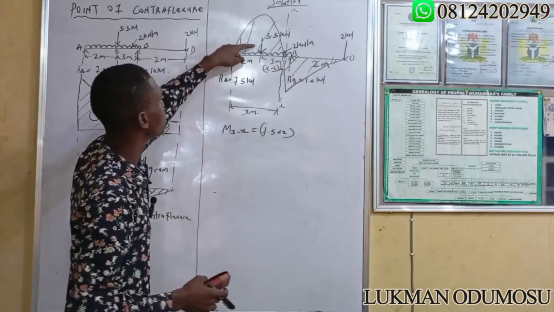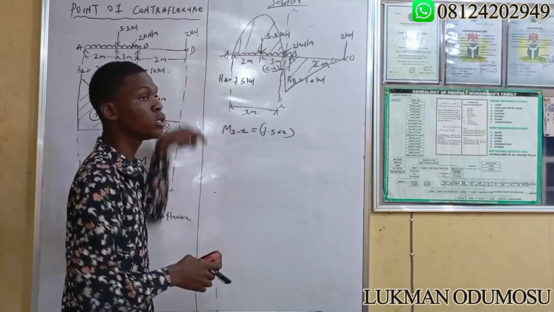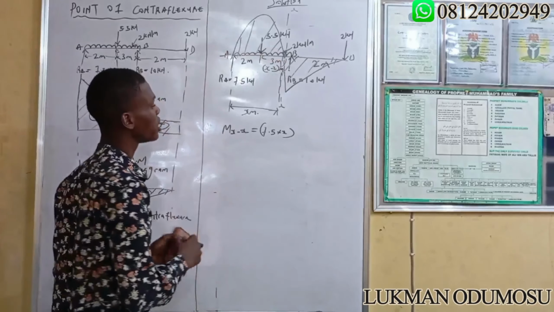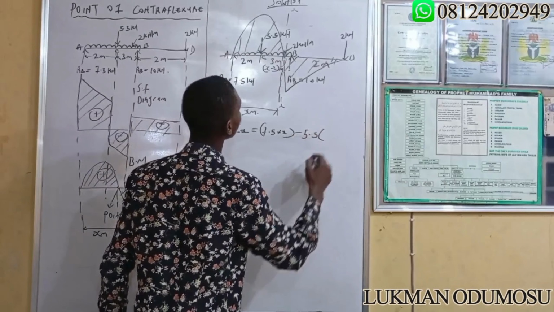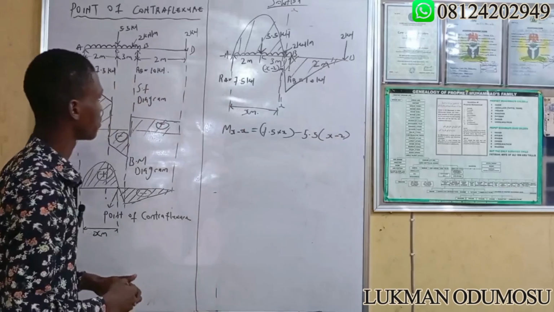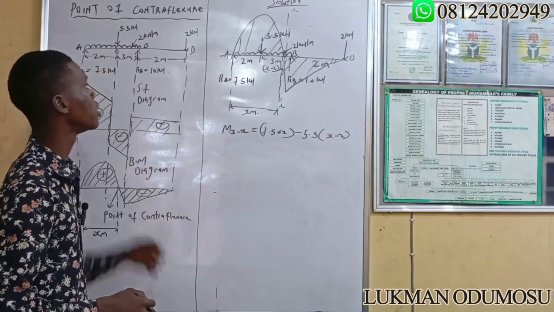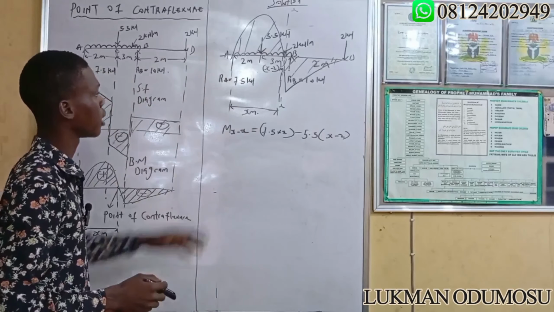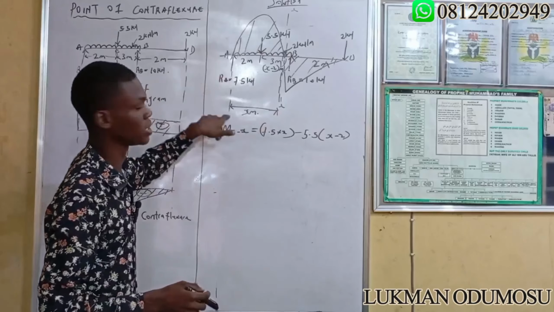Now taking the moment of 5.5 kilonewton up to that point, it is going in what? Anti-clockwise direction, meaning negative. So I have minus 5.5 all into bracket x minus 2. But I'm not done with all the forces there. I also have a UDL of intensity 2 kilonewton per meter, and the length which the UDL covers up to that point is x.